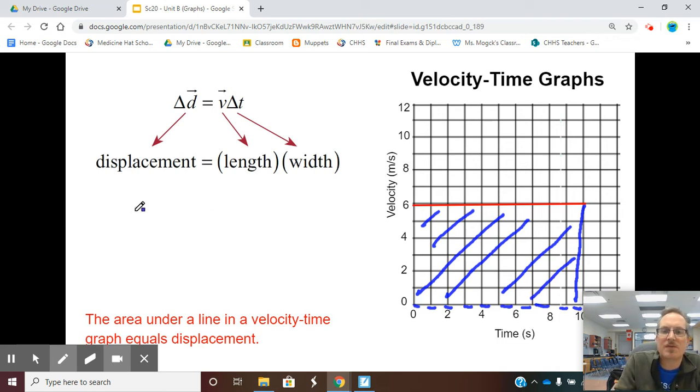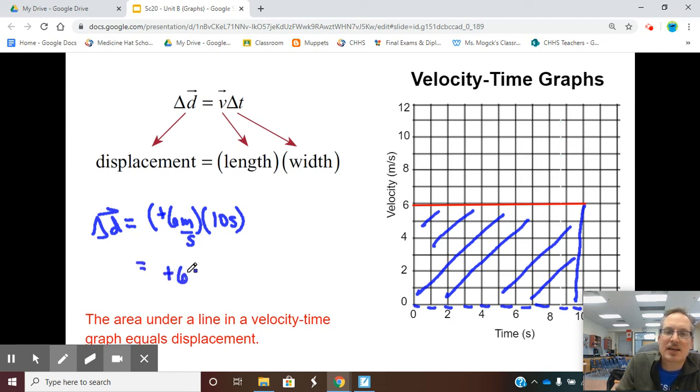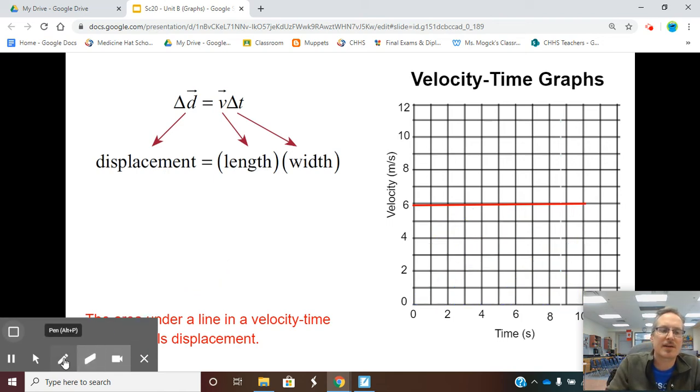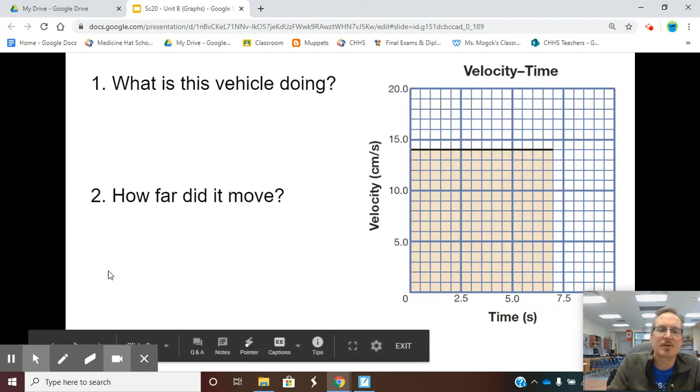So in order to find the displacement, we are going to take length times width. So we have positive 6 meters per second, and we are going to multiply by 10 seconds. So in this example, my displacement is positive 60 meters. I am forward 60 meters from where I started. So this is our third clue. Let's clear this. Let's try another example.